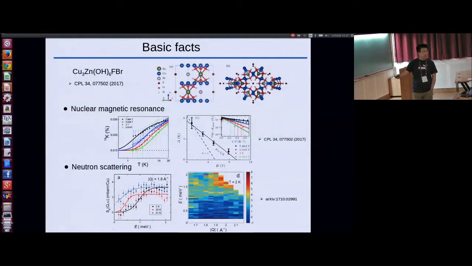This is a powdered sample, so this is averaged over Q. But you see at low energy there's no signal; at high energy, you have a continuum. Notice that the gap we read from here is almost twice the gap we read from the NMR. That means the NMR tells the spin-1/2 excitations, but the neutron measures spin 1. The spin 1 is a convolution of two spinons. That's why you have twice the gap. So this is the material, right?